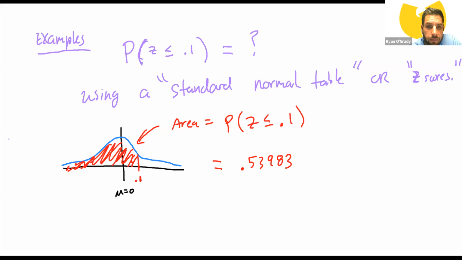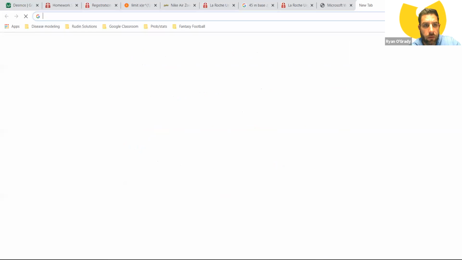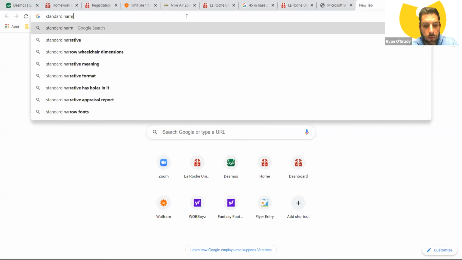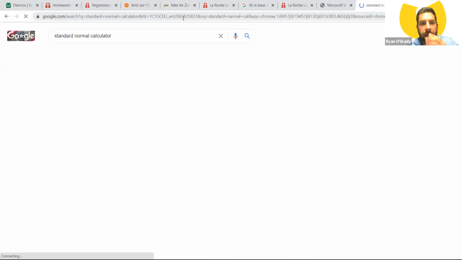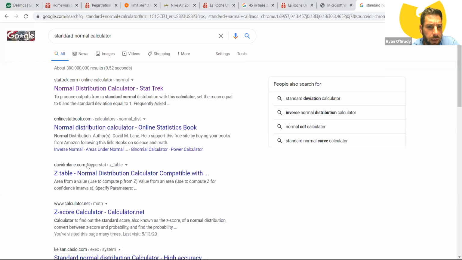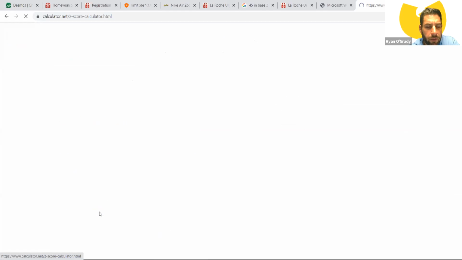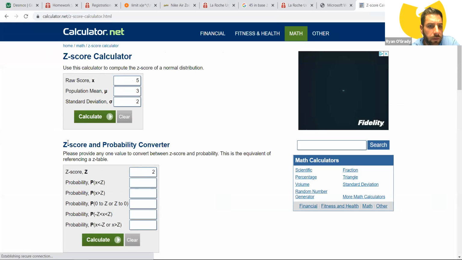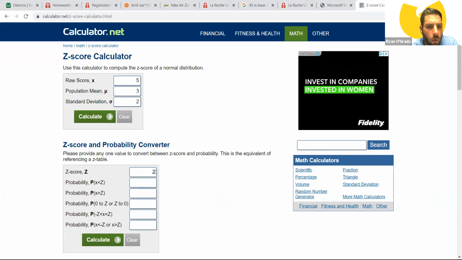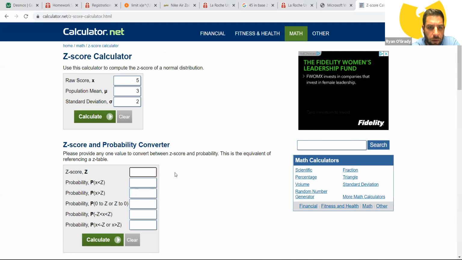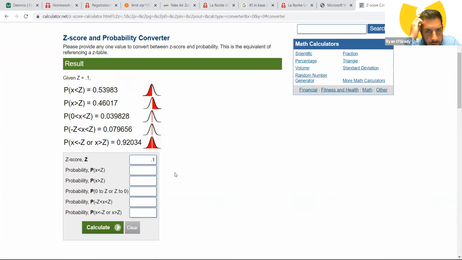I'll give you an example. If I just said compute this probability, then there's nothing wrong with you going to the internet and saying, okay, let's go to a standard normal calculator. Let's go to this calculator.net. Let's see what this is. All right, so here we go. Here's the z-score. I want to know when it's less than 0.1, right? So I type 0.1 in here. And look how sophisticated this is. First off, it draws the probability I want. Look what answer it gives me: 0.53983. That's exactly what I have. And it also gives me the associated probabilities.